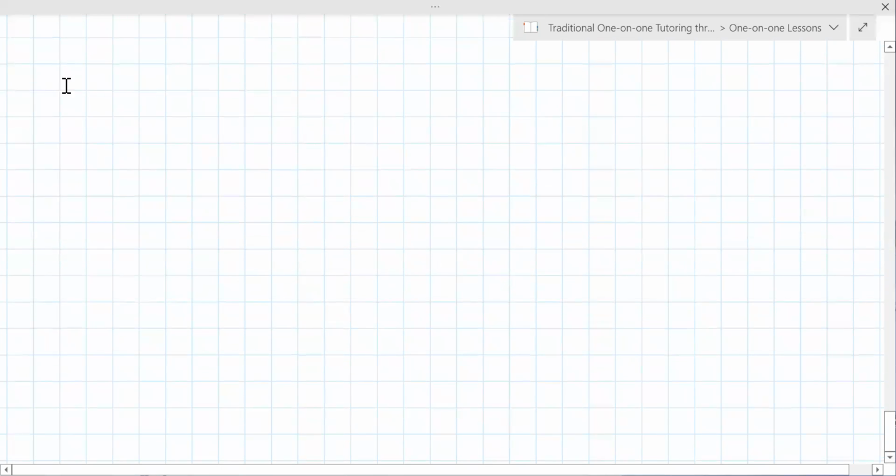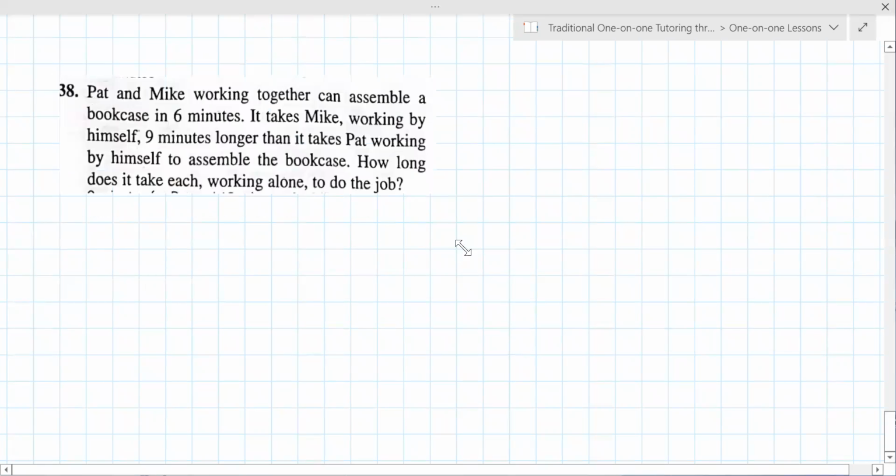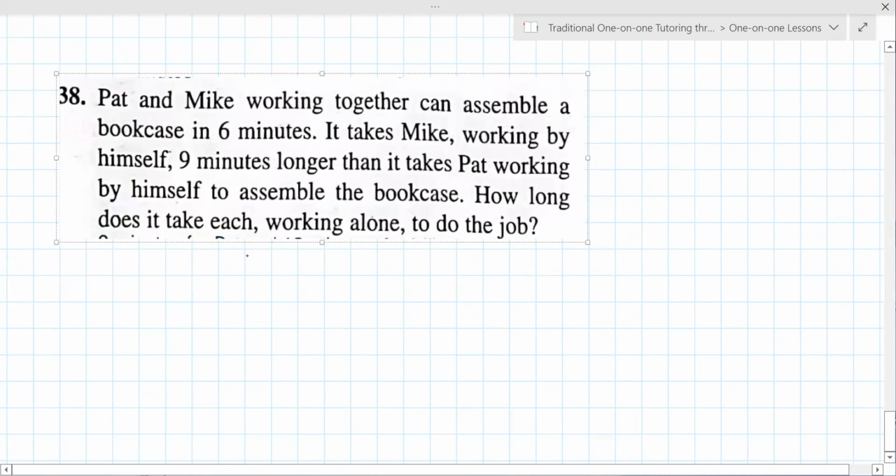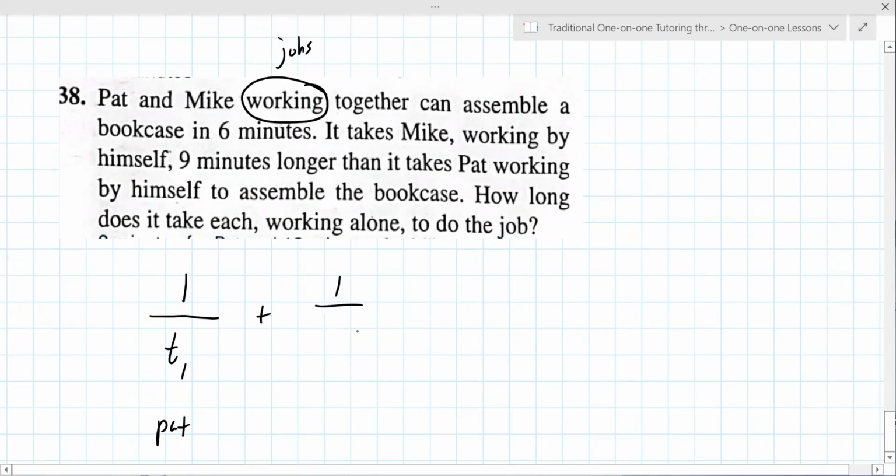All right. So I gave you the shortcut last time, and I told you to think about these problems. Whenever you see working or work or jobs or time together, you want to think of it as 1 over the first person's time, whoever that is, which could be in this case Pat, plus 1 over the second person's time, which will maybe make that Mike, equals 1 over their time together. Right.